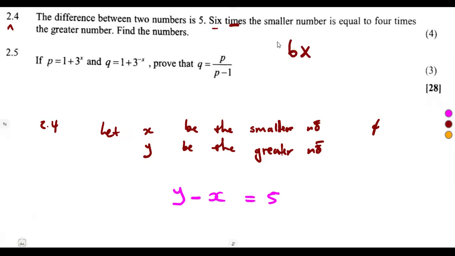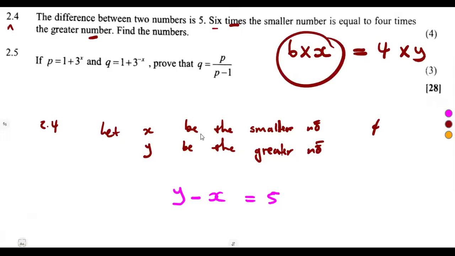So they are saying 6 times the smaller number, which is X. So 6 times X is equal to 4 times the greater number. Our greater number is what? Y. Guys, whenever you see these terms, multiply. So they're saying these two are equal: 6 times the smaller number, 4 times the greater number.